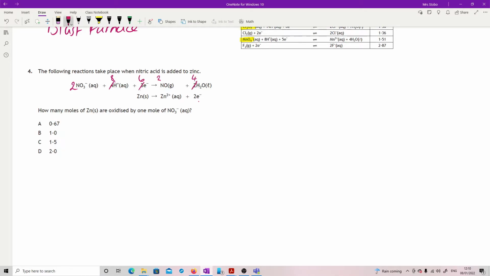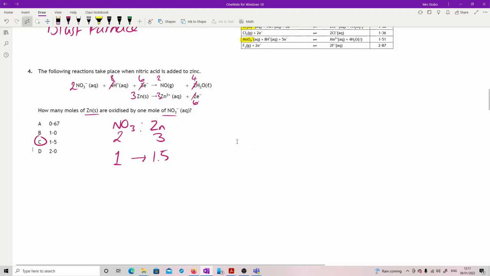Then I need to multiply the zinc one by 3 so that I end up with, most importantly, 6 electrons going in and 6 electrons coming out. Which means that when I'm looking at the zinc to nitrate, I have NO3, I've got 2 of them, and I have 3 zincs. That's my ratio. Then we're asked, if you had 1, what would you have? So it's just a straight mole ratio, and there we go.